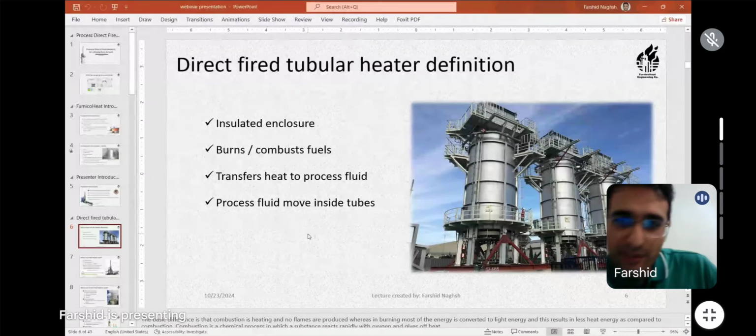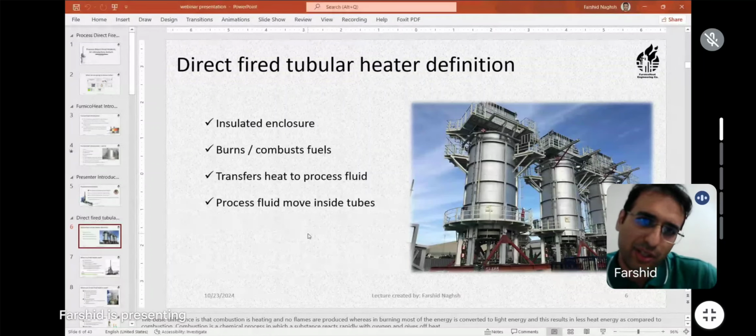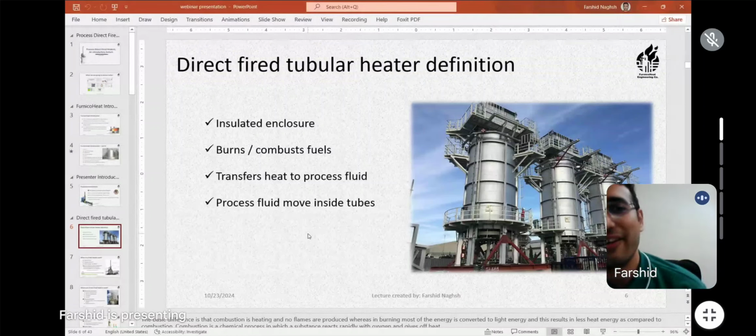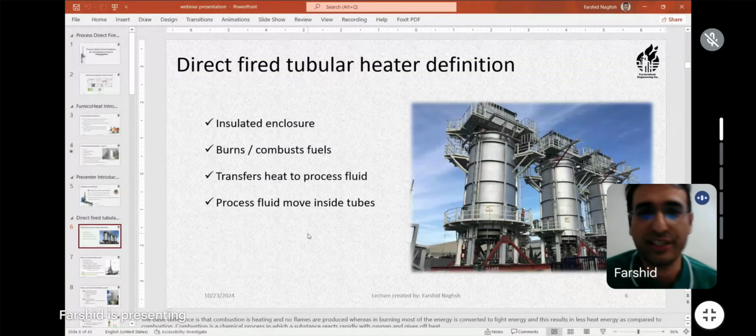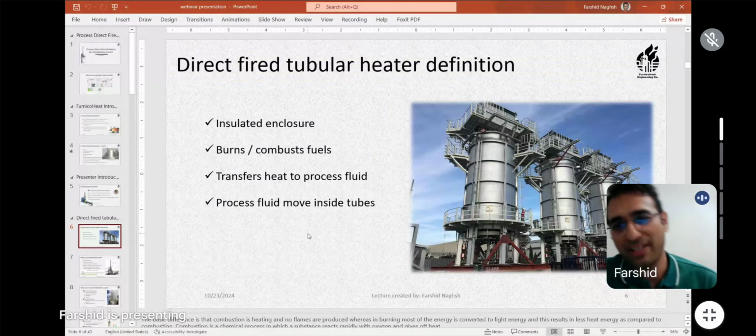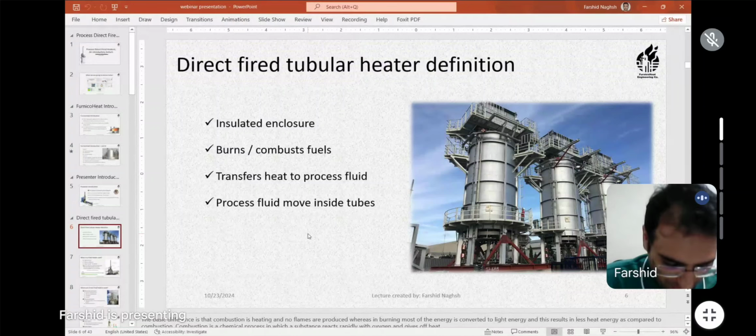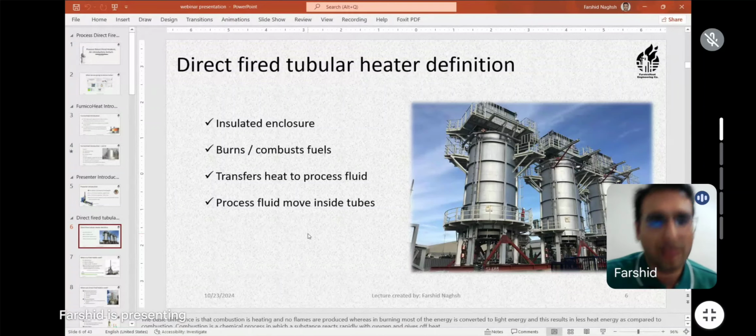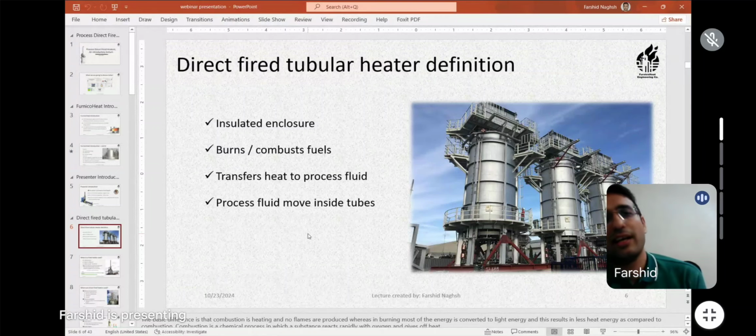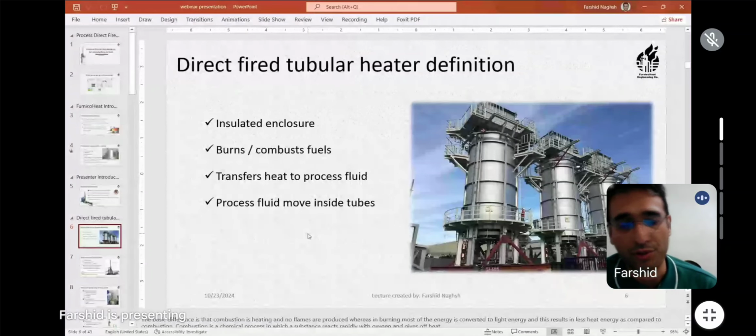Okay, first of all, the definition of direct fired heater. You see the title. I have written direct fired tubular heaters definition. It shows that there is tube inside. Why is it important to note that it is tubular? Because there are a lot of furnaces that do not contain any sort of tubes.